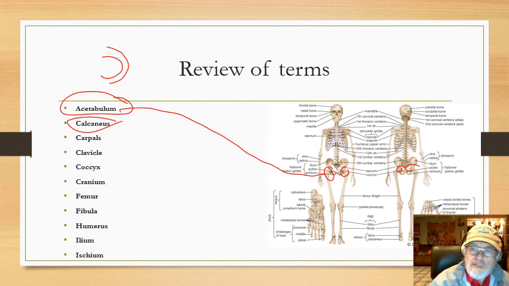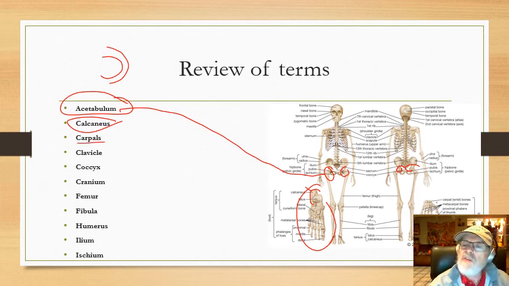The calcaneus is the heel bone. If we look down here, here's a foot, and this is the heel bone down here. That's the bottom. When you feel that lump on the back of your foot, that's the calcaneus. Carpals are the wrist bones.